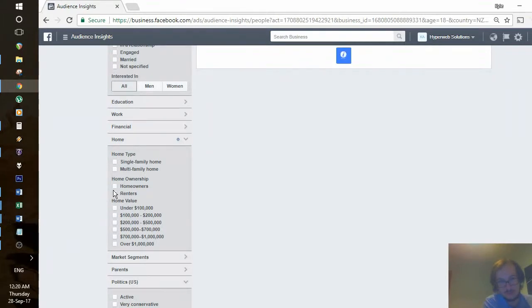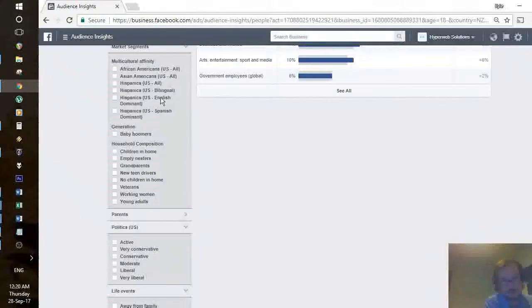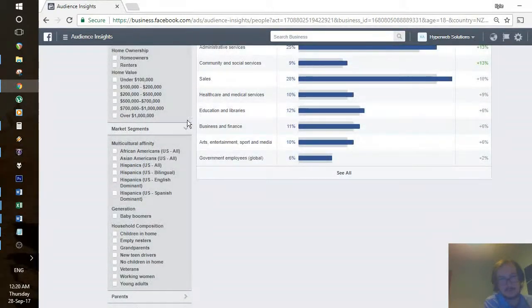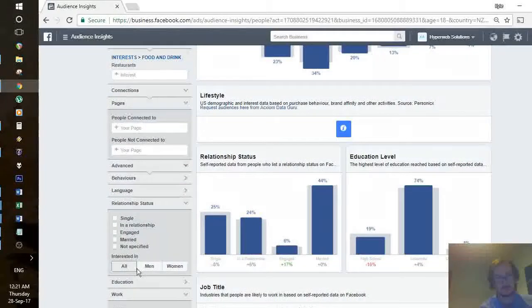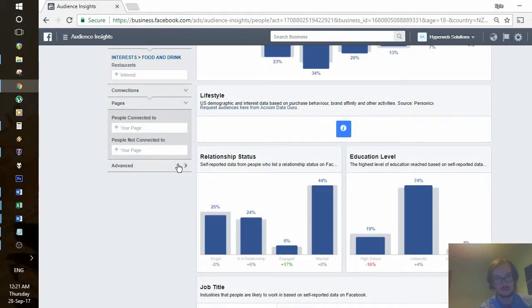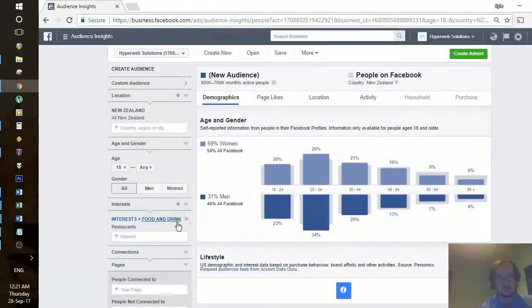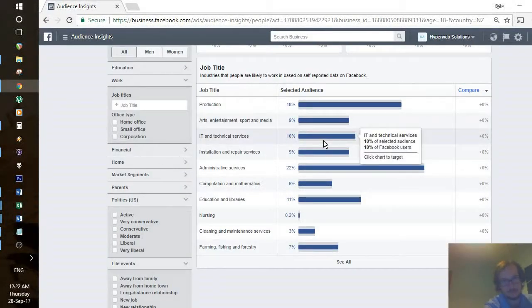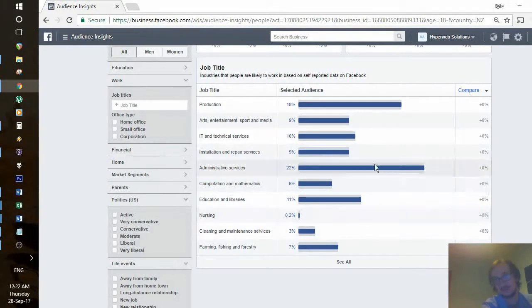Here you can target, I guess, the value of the homes. Market segments. Again, that's kind of US based. But don't let that hold you back, because there's still a lot of different things you can do. Job titles. I think actually you can find more information in these interests. Oh, that's why. Sorry, I still had restaurants selected. Apologies for that.